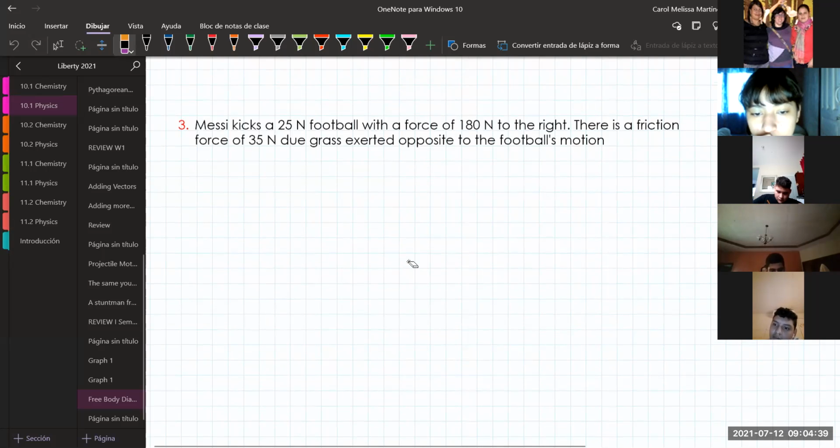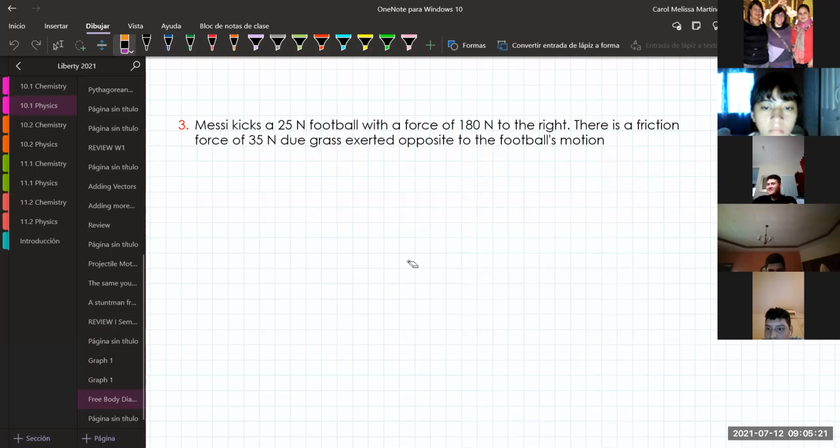That will be it. And then Messi kicks a 25 Newton football with a force of 180 Newton to the right. There is a friction force of 35 newtons due to grass that is exerted opposite to the football's motion. So what is my object of interest in this example? The football. I don't care about Messi. Yes, he won the Copa America, but in this example, Messi is not important. What is important is the football, okay?